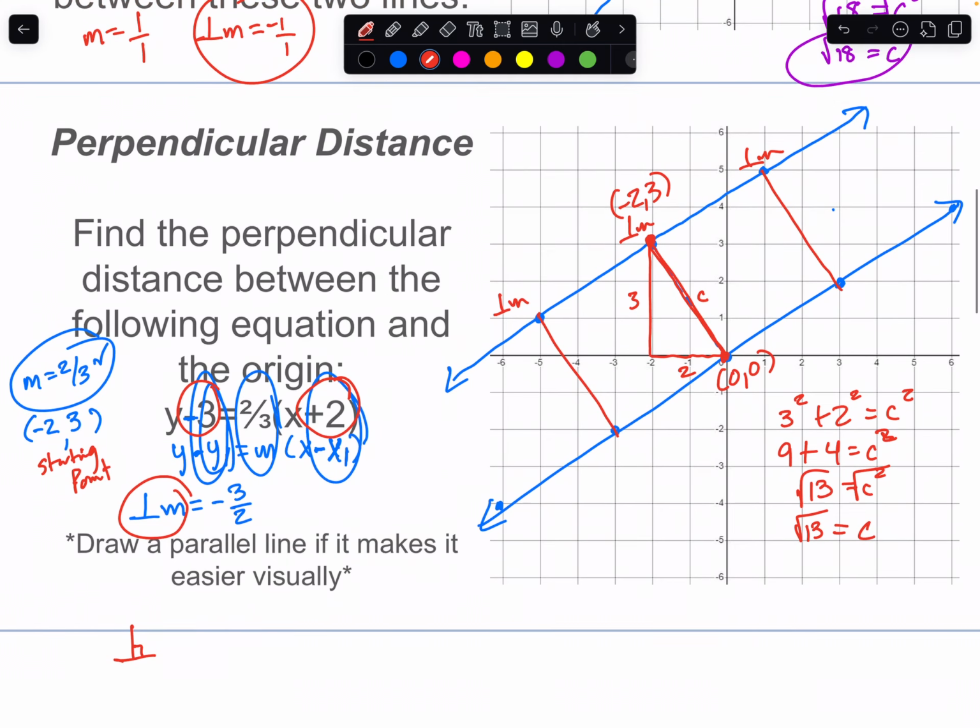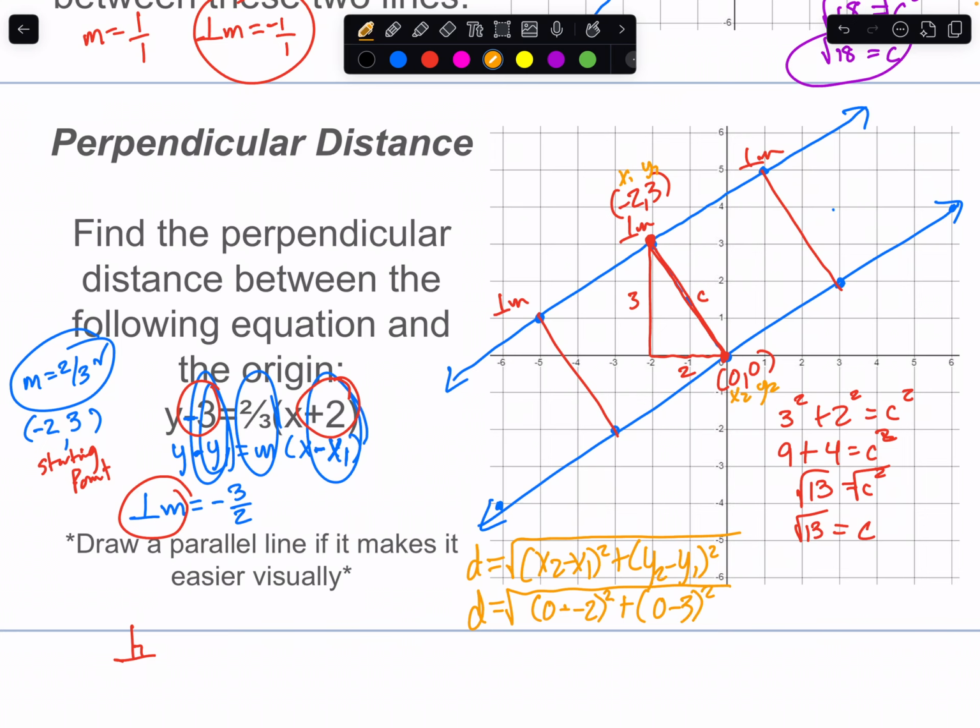I can easily do this as well using the distance formula, x1, y1, x2, y2. I'm going to do the distance formula down here, which is really just the square root of x2 minus x1 squared plus y2 minus y1 squared. When I plug in the values, I get 0 minus negative 2 plus 0 minus 3.